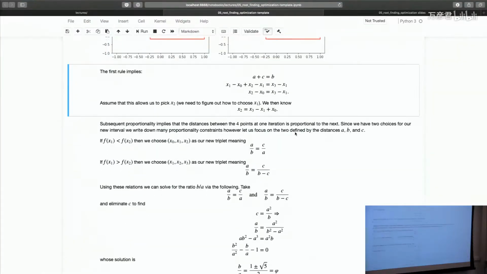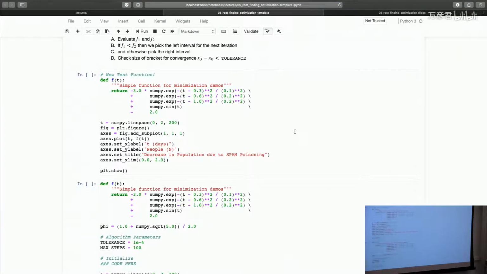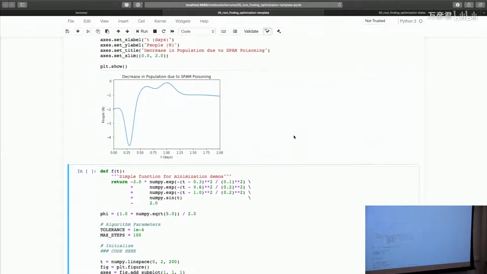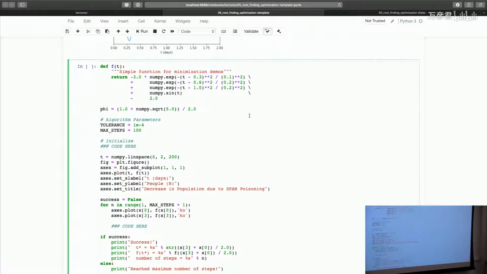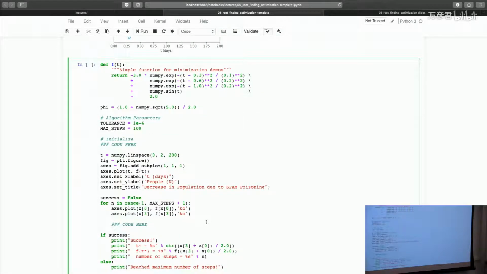Okay, so we have the same function as before when we were doing the interpolation methods. So now we're going to try to do golden section search.